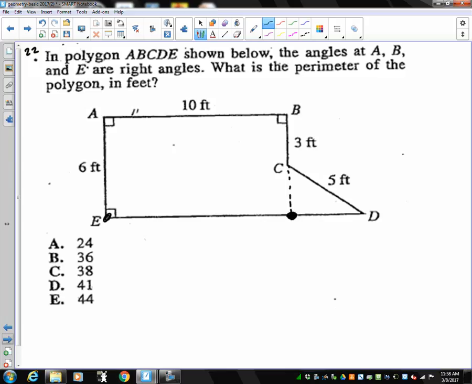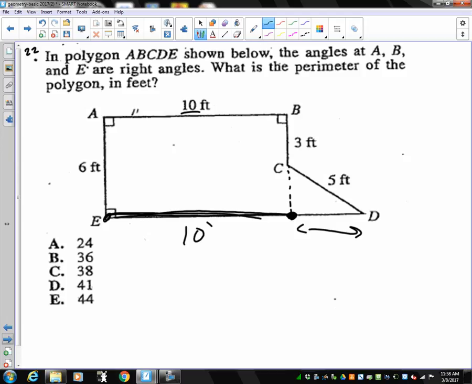Now we should notice that this distance here, I'm forming a rectangle, so it should be the same as that. So that's going to be 10 feet. Okay. So now all I have to do is find this distance. And if we didn't know how to find that distance, we could at least add what we had and then just say, well, it's got to be a little bit more than what I've got right here. Now, let's find this other distance.